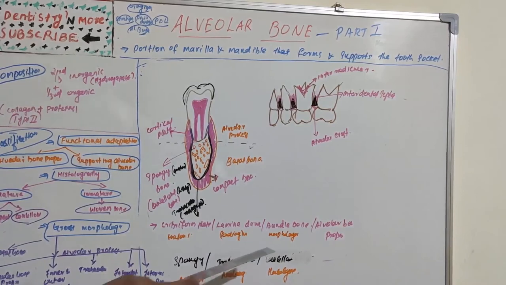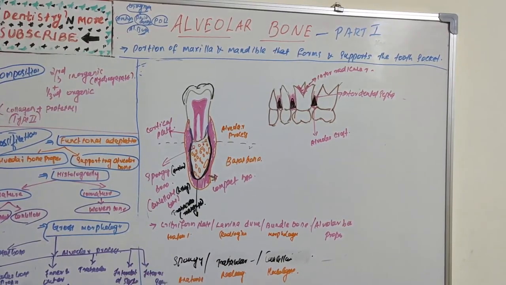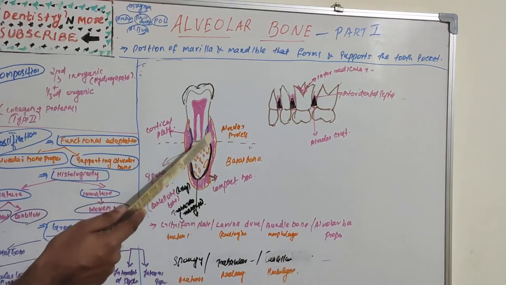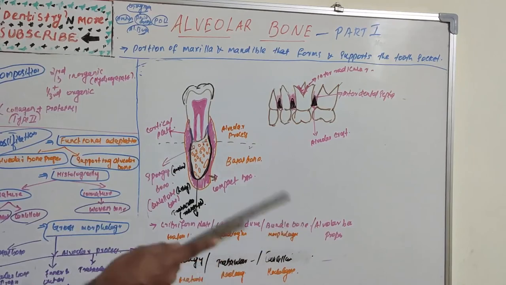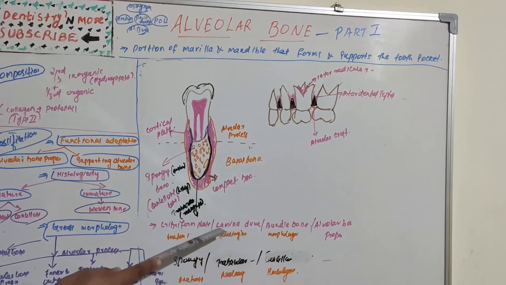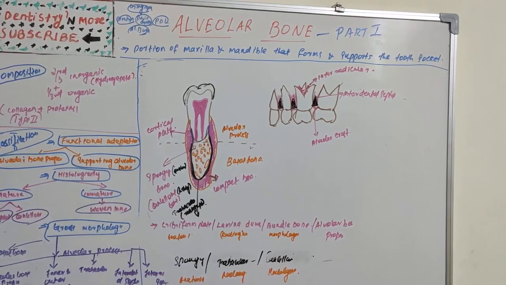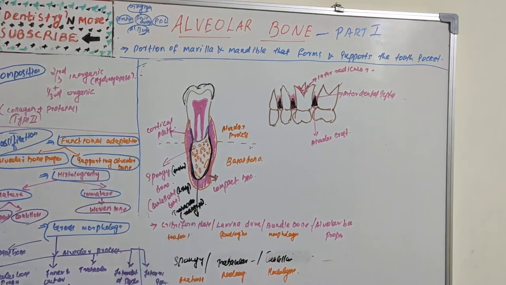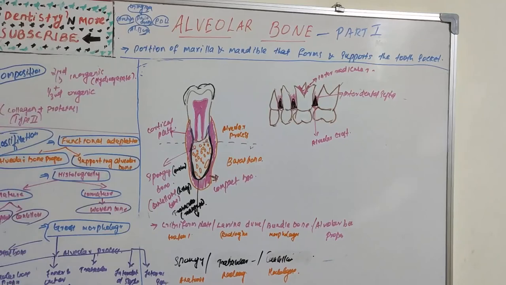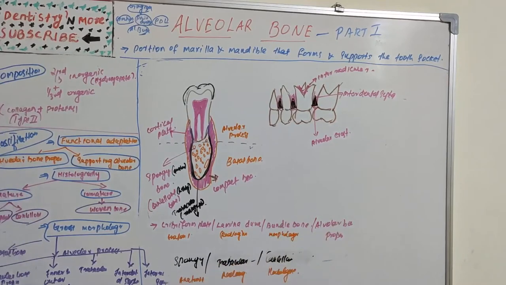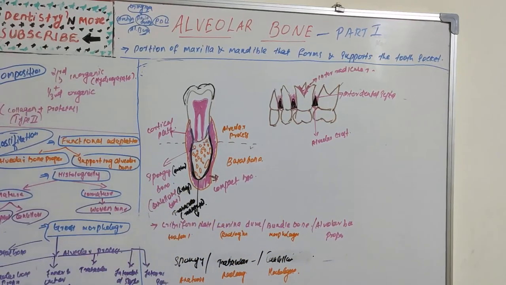An alveolar bone proper is known as bundle bone, as numerous bundles of Sharpey's fibers pass into it from the periodontal ligament. Okay, so that is why it is known as bundle bone. Lamina dura is because of its appearance. It is a radio opaque area. And cribriform plate, because it has a numerous sieve-like appearance, the vascular channels. So the alveolar bone proper has bundle bone, lamina dura, and cribriform plate as synonyms.